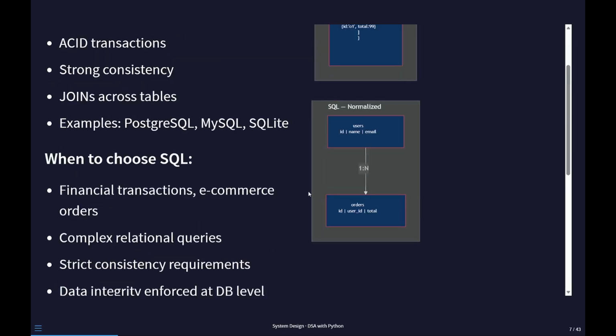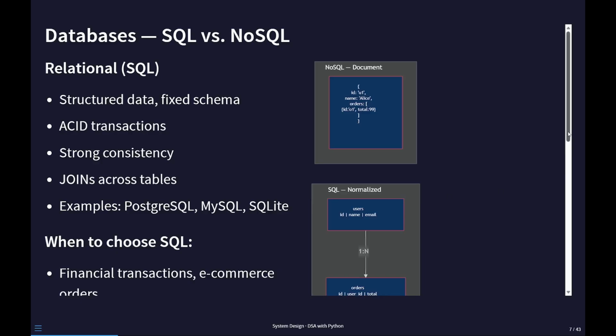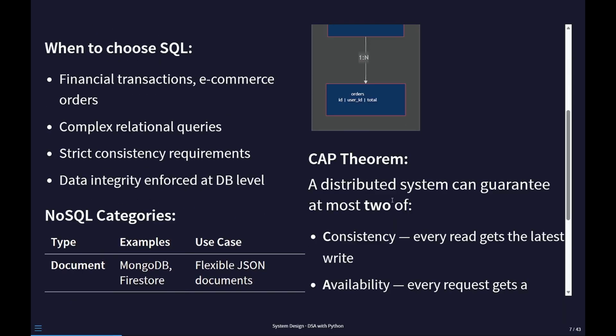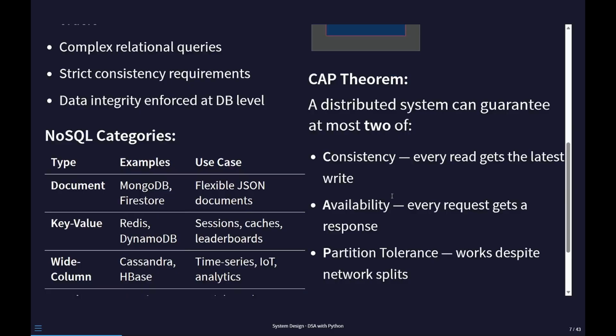Now the most important theoretical concept in distributed databases, the CAP theorem. A distributed system can only guarantee two of these three properties at the same time. Consistency. Every read returns the most recent write. Availability. Every request gets a response, even if it might be stale. Partition tolerance. The system keeps working even when network partitions split your nodes.